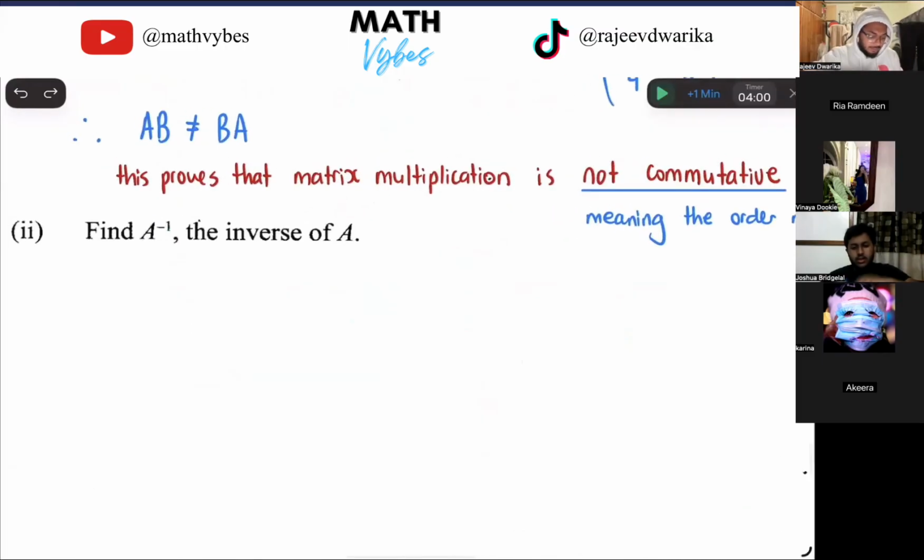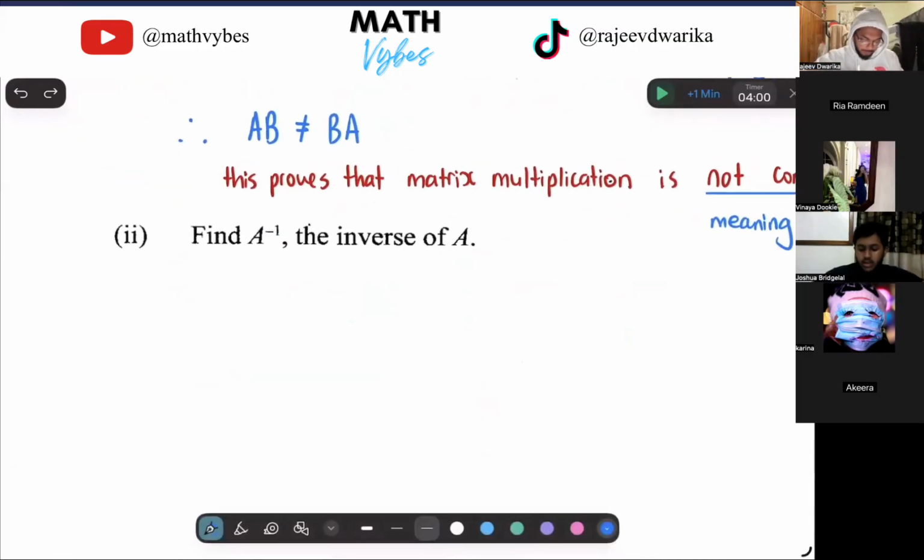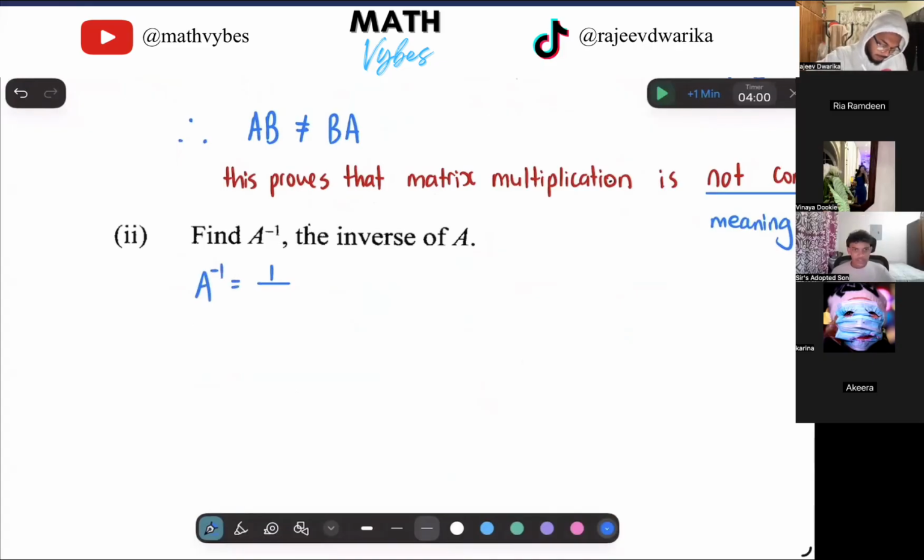Part 2. Find A inverse, the inverse of A. Do you all remember the formula for inverse? 1 over the determinant of A times the adjoint of A. Yeah, excellent. Who here remembers that? Me, sir. Nice, nice, nice.